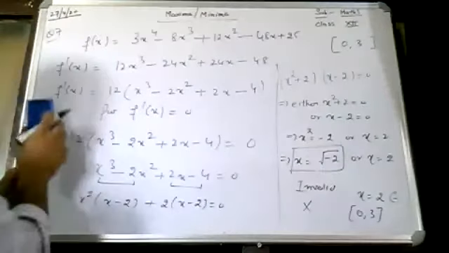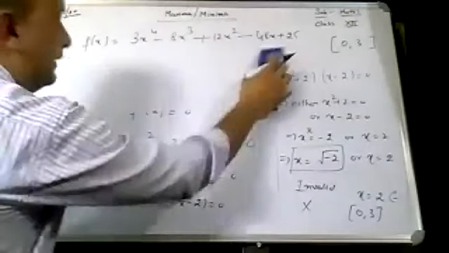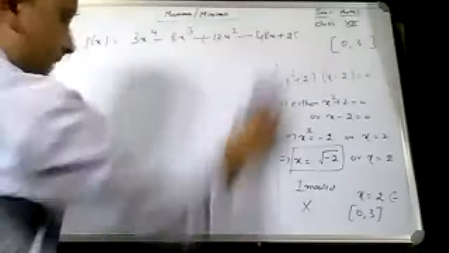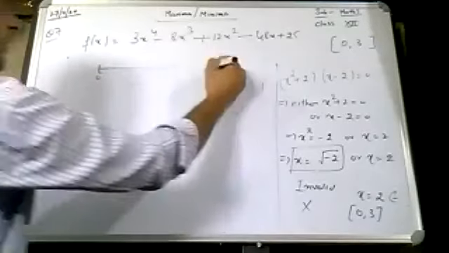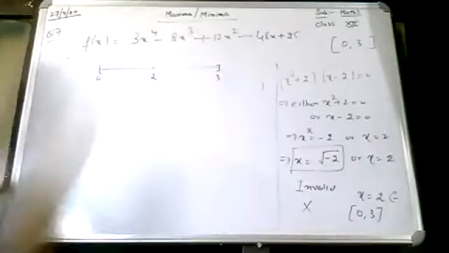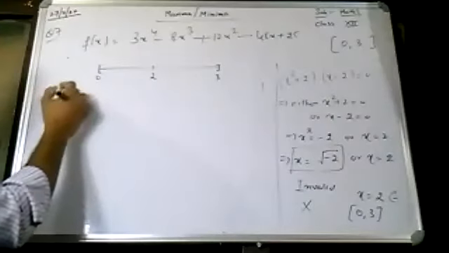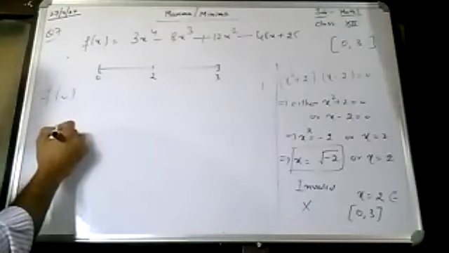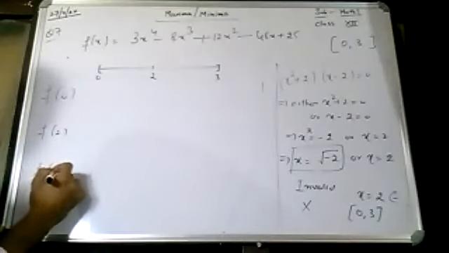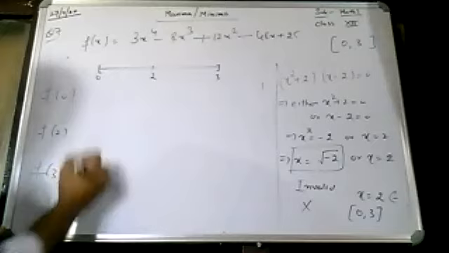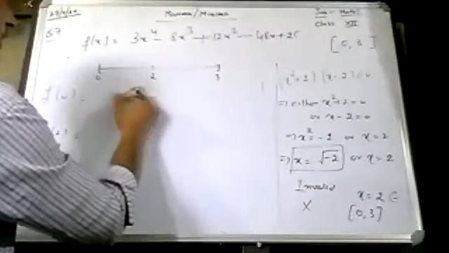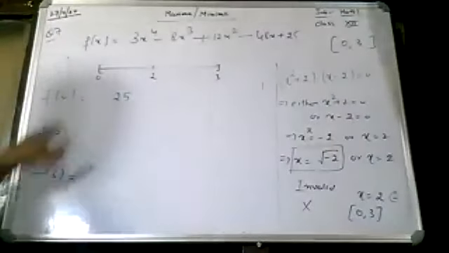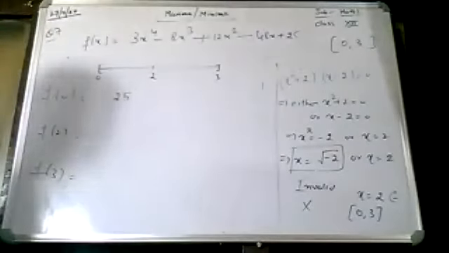So points are 0, 3 and one more point, that is 2. So in totality we are having how many points? That is 3 points. Situation is like this. This is 0, this is 3 and 2 belongs to 0 and 3. So first we will calculate f of 0, then f of 2, then f of 3. So calculate karo f of 0. In place of x, 0, answer is 25. Okay. Now f of 2. Put karo f of 2.